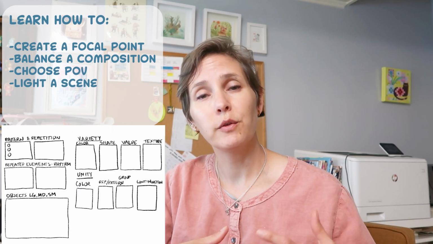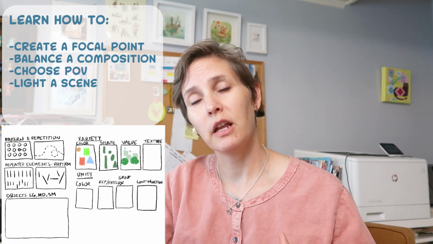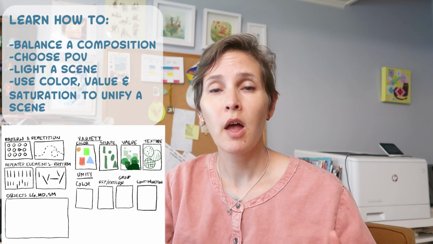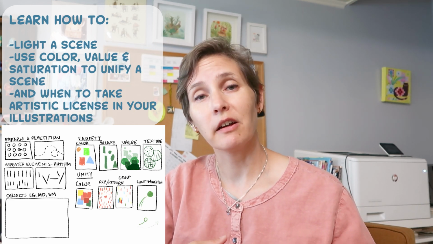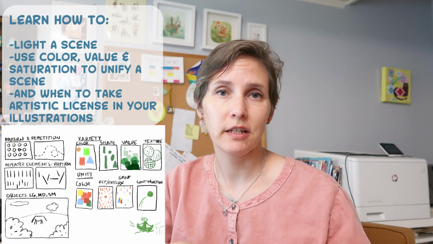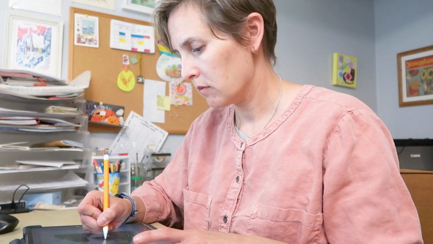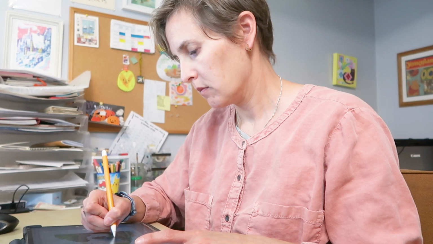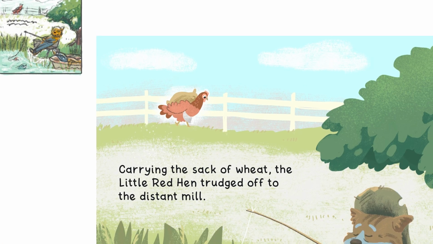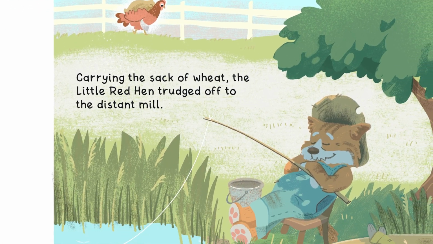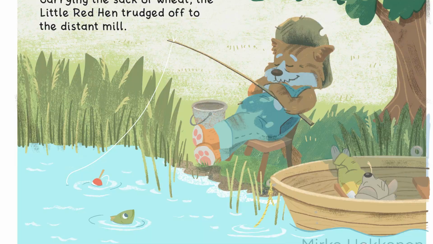You'll learn how to use color, value, and saturation to draw attention to or to unify an area, and how and when to take artistic license in your illustrations. By the end of the class, you'll have drawn a set of thumbnails to figure out a compelling composition, and then you tweak it, and in the end, you'll have a great, complete picture book illustration that you can use in your dummy or portfolio.